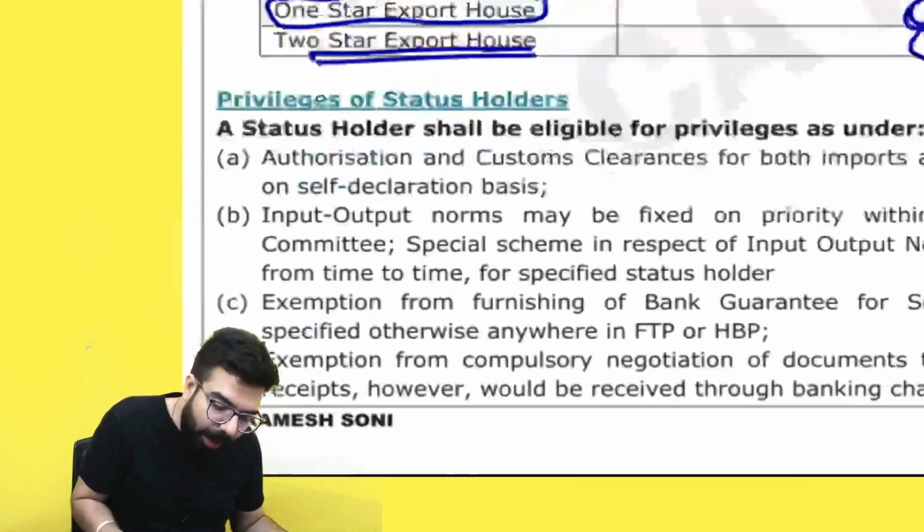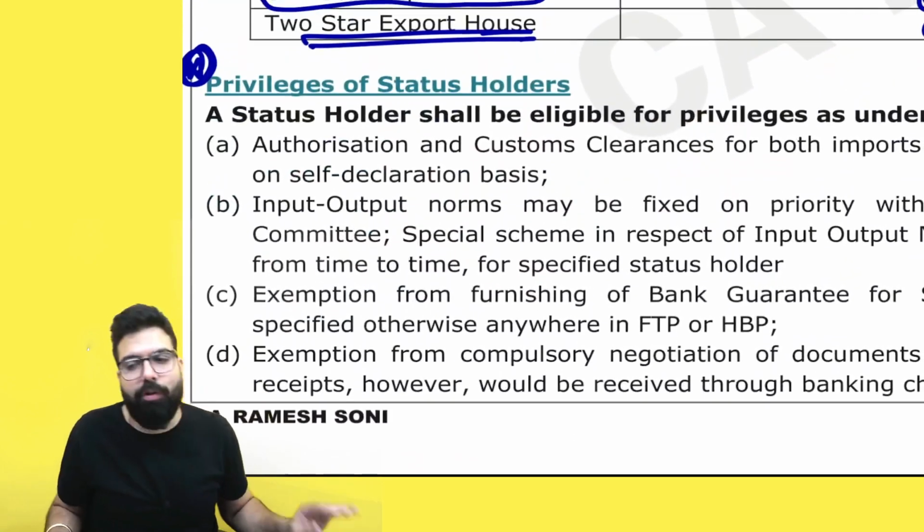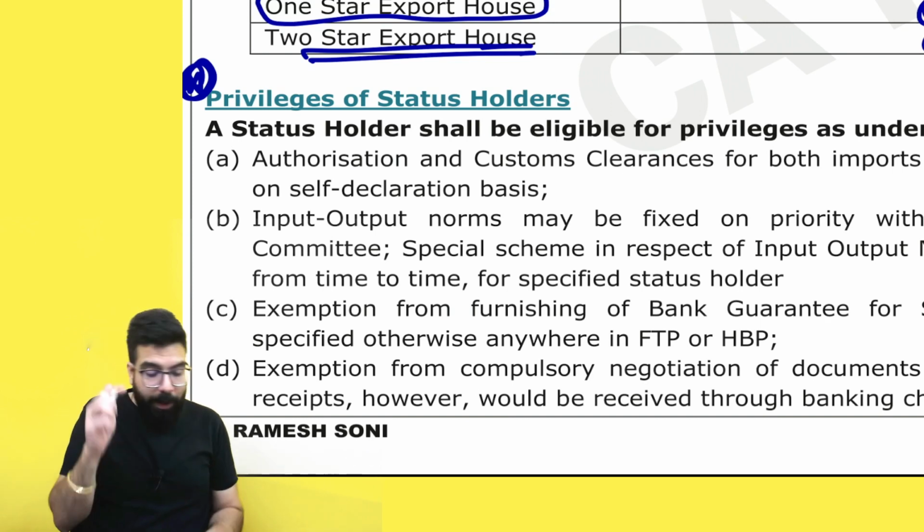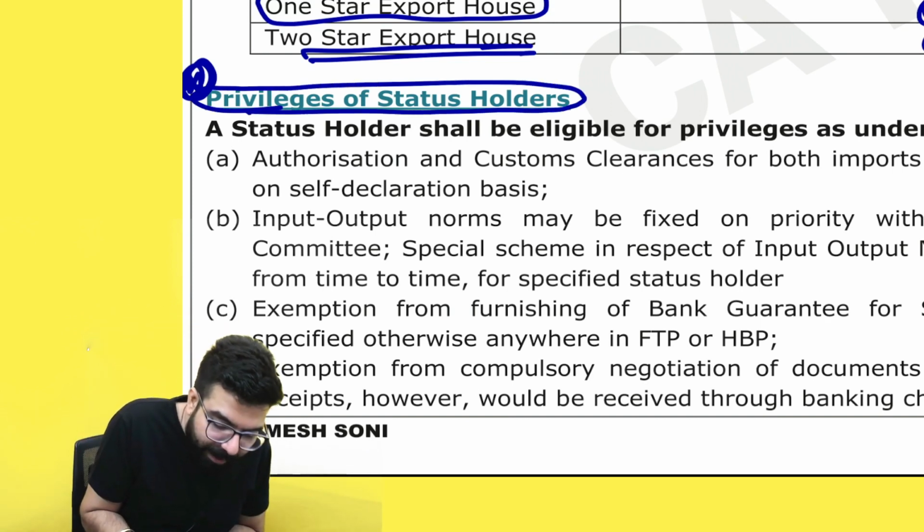Then, sir, what are the benefits or privileges which are given to a status holder? Very, very important from an exam point of view. They can go ahead and ask this for 3 marks. Please listen. Sir, what are the privileges given to a status holder?